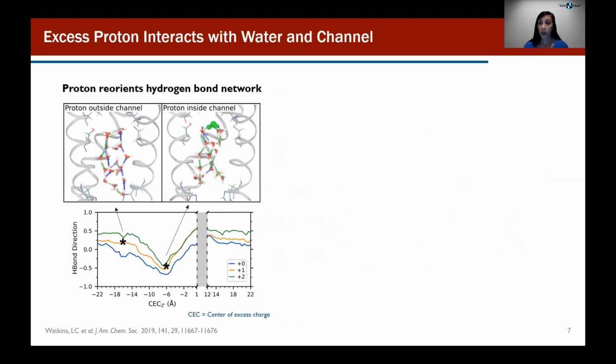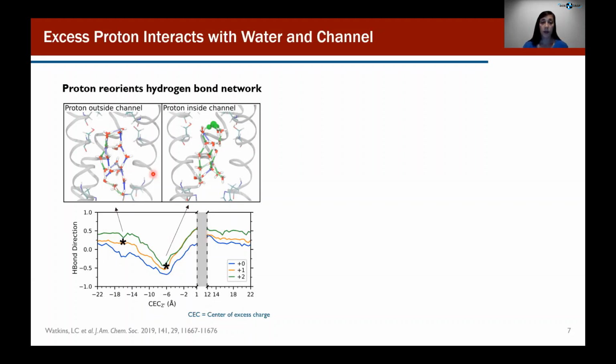And so, of course, we can quantify this. So here, we're plotting the direction of hydrogen bonds between water molecules with respect to the channel axis, and here we're plotting with respect to the proton position, or the center of excess charge position, as the proton moves through the channel. And so it's clear to see just by the trends that the directions of hydrogen bonds essentially flip directions when the proton is in the region of this water.